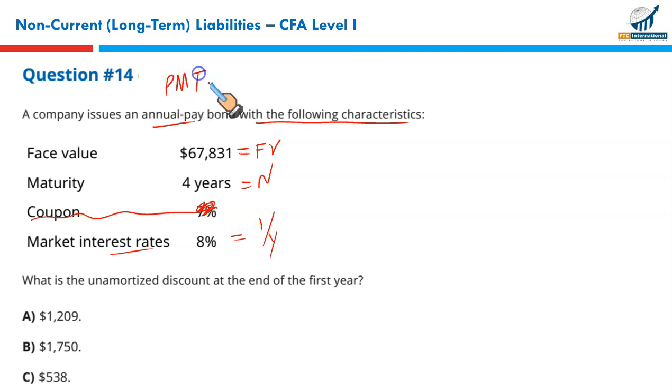PMT is the interest payment, and that's very simple to calculate. I told you interest payment is calculated on the par multiplied by the coupon. Coupon is used for interest payment. Discounting is done at the market interest rate. This is something people repeatedly make mistakes on, and I hope you won't. 67,831 times 7% means 4,748.17. This is your yearly interest payment.